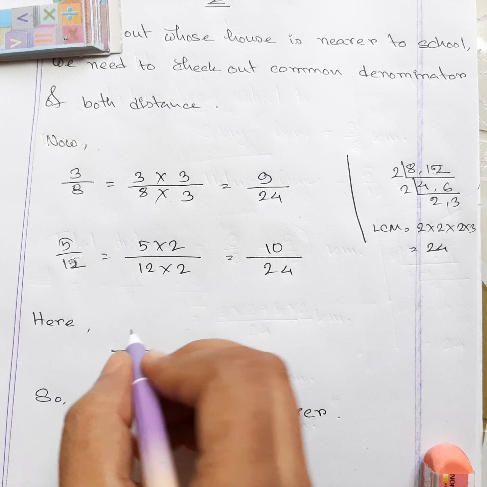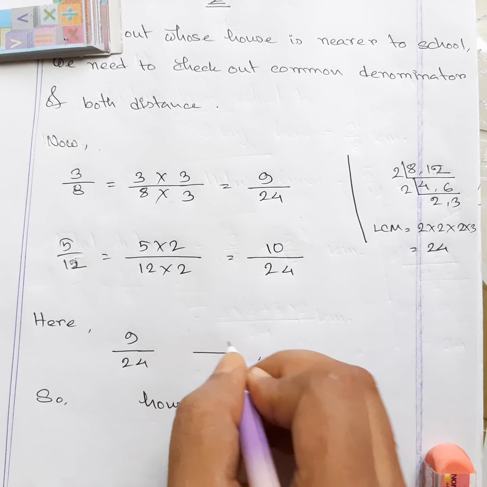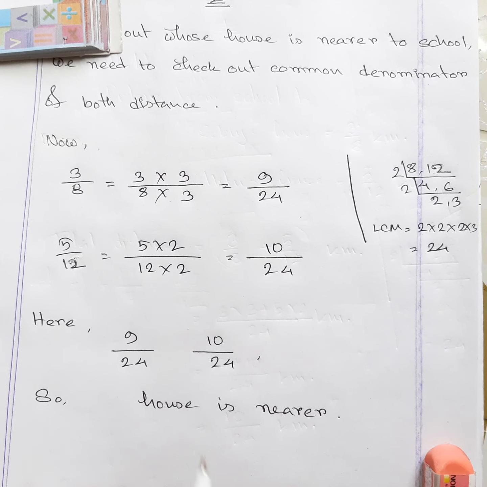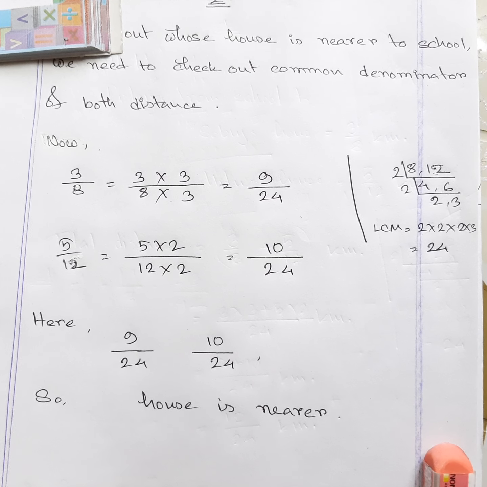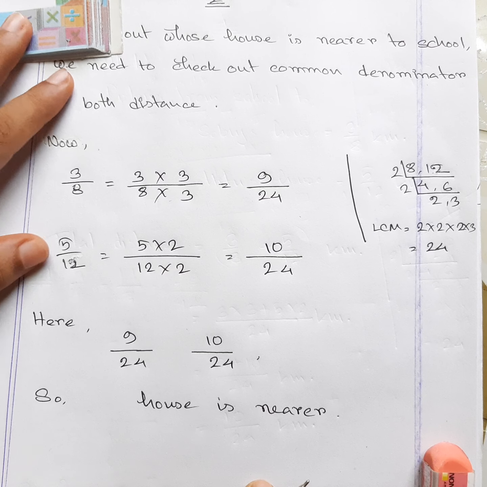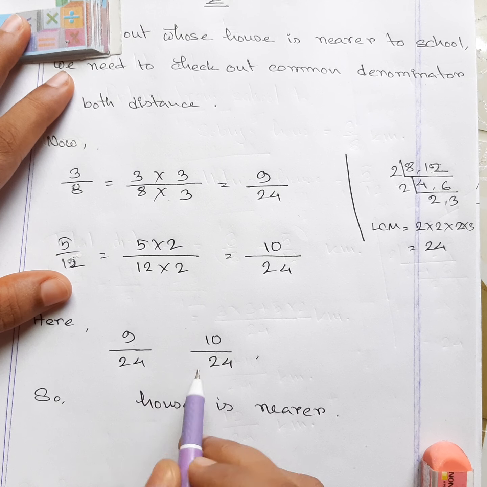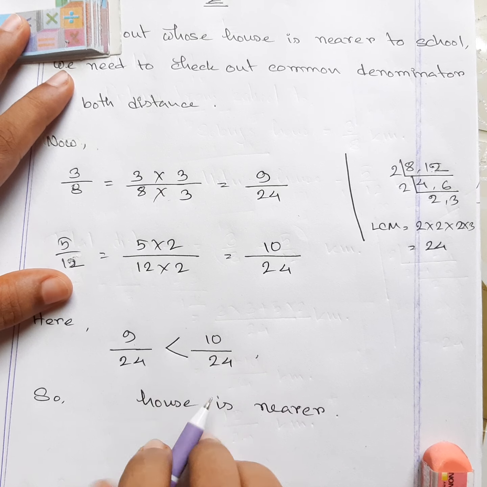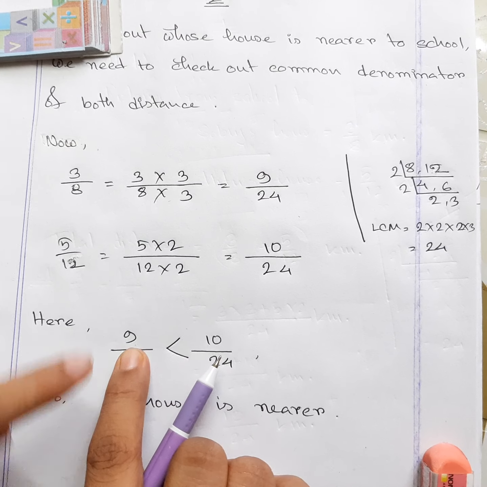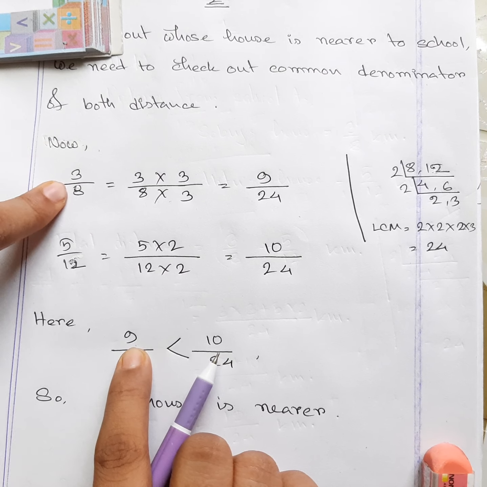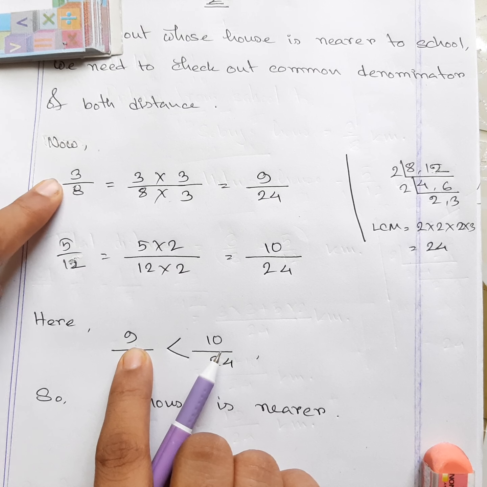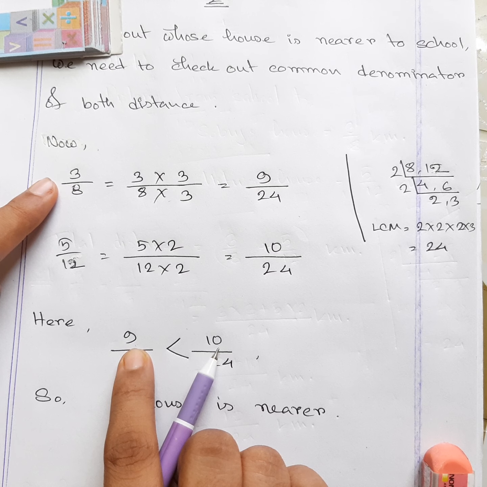So now you can see that we have 9 by 24 and 10 by 24. Which one is small? 9 is small. Okay, so we are going to write this way. If 9 is small, that means 3 by 8. 3 by 8 was Shabu's house.